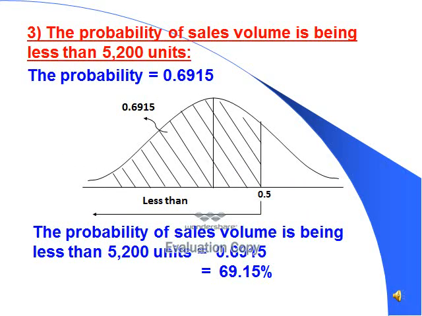Required number 3. What is the probability of sales volume being less than 5,200 units? Z equals 0.5 and the probability is 0.6915. The requirement is the probability of sales volume being less than 5,200 units. That means it will be equal to 0.6915, which is 69.15%.